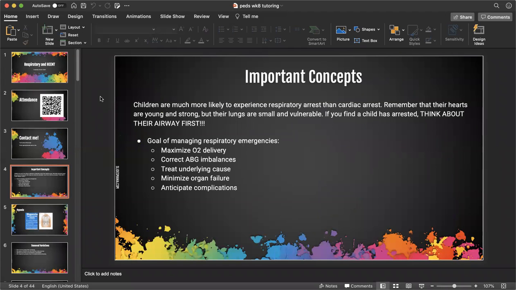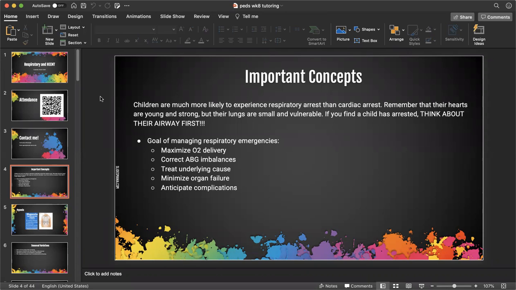So some important concepts for respiratory, and this is a really big thing to remember. Children are more likely to experience respiratory arrest than cardiac arrest, which is super huge. Remember that their hearts are young and strong, but their lungs are small and vulnerable. So if you find a child is arrested, think about their airway first. With children, airway is your first concern.